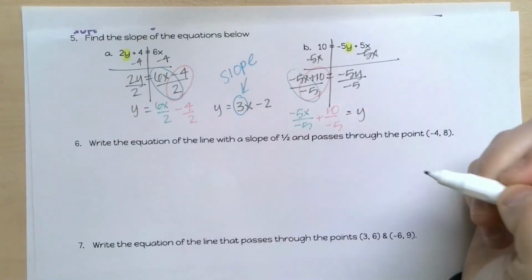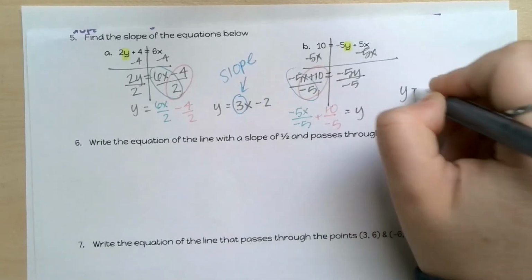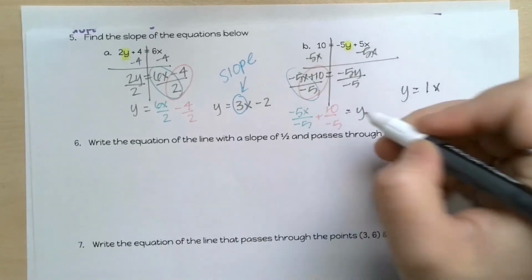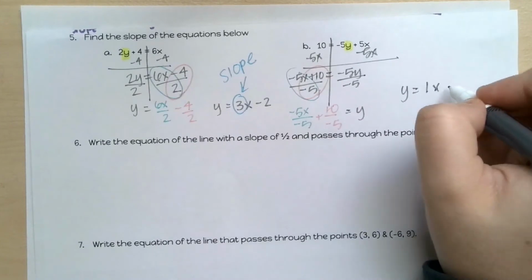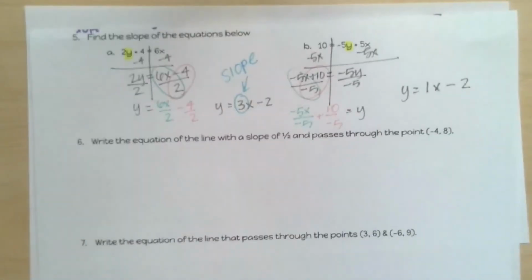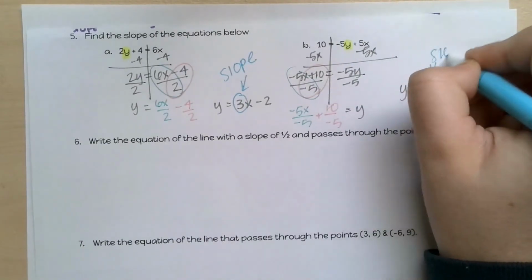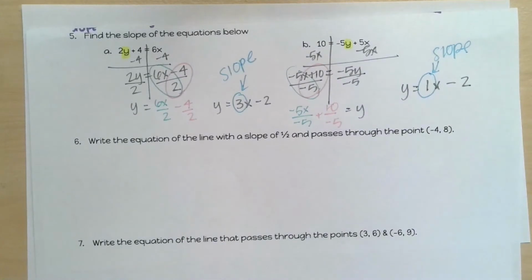Negative 5 divided by negative 5 is just 1. So we have y equals 1x. 10 divided by negative 5 is negative 2. Again, the question is asking for slope. So our slope for this one is just a positive 1.